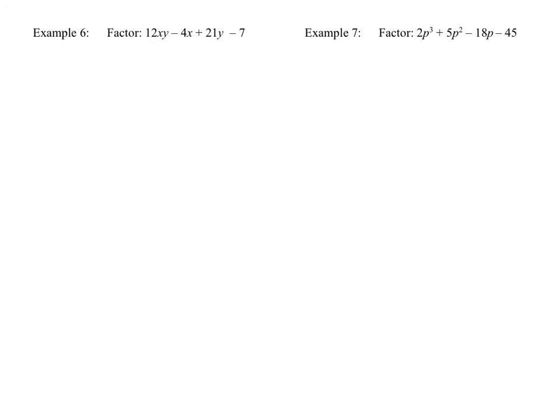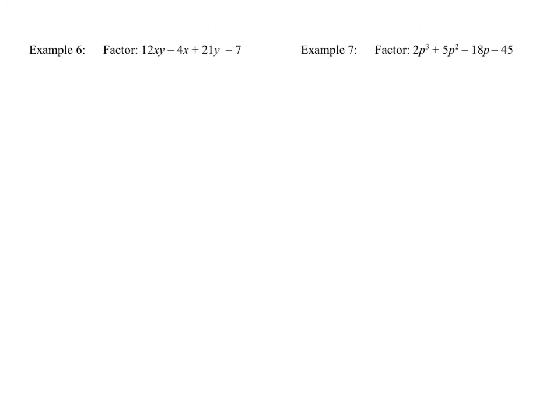Let's try a few. All right, feel free to go ahead and stop the video and try these if you want to, but I'm going to walk you through them. In this one, I'm going to put the first two terms together and the last two terms together. I'm going to pull out the GCF. So the GCF here is 4x. If you divide both of those terms by 4x, 12xy divided by 4x is 3y, my bad. And then negative 4x divided by 4x is negative 1.